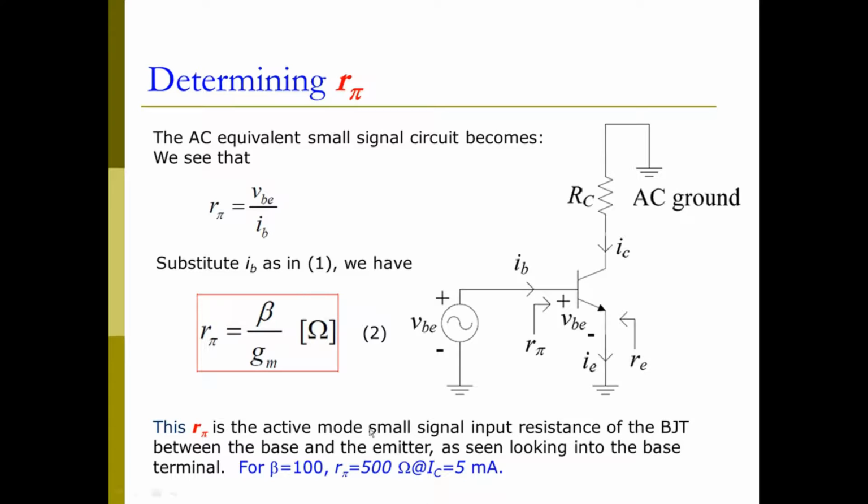This is a collector current dependent parameter. If we get a different current, we are going to have a different value. Apparently, we'll have a different input resistance.